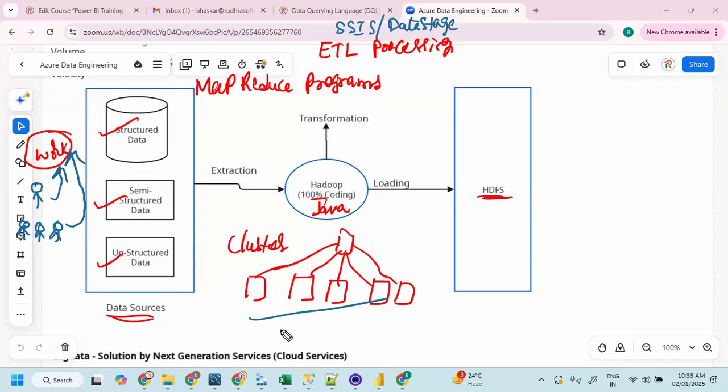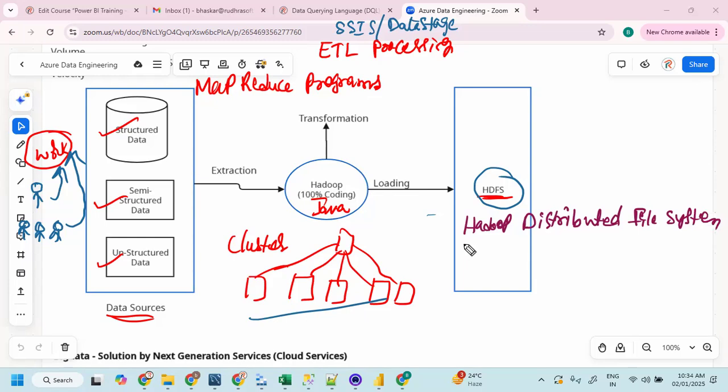So it's a distributed framework in order to process the data. And even in order to store the data into the target, we have a distributed storage. The distributed storage is HDFS, that is Hadoop Distributed File System. It's not a normal file system. They introduced the Hadoop Distributed File System to distribute the data.